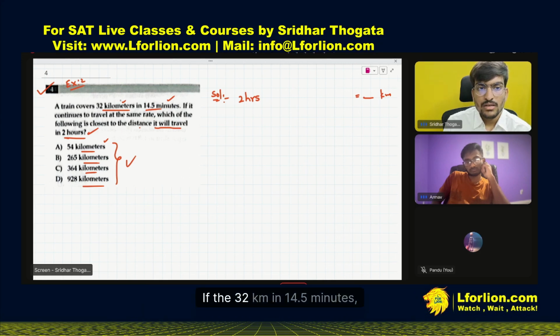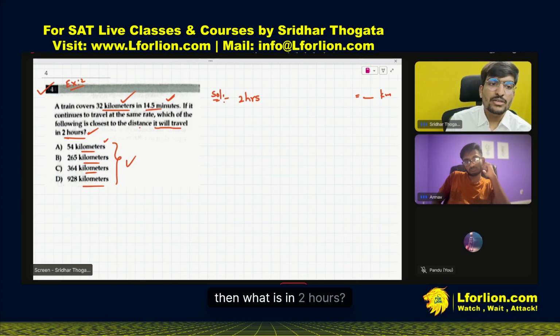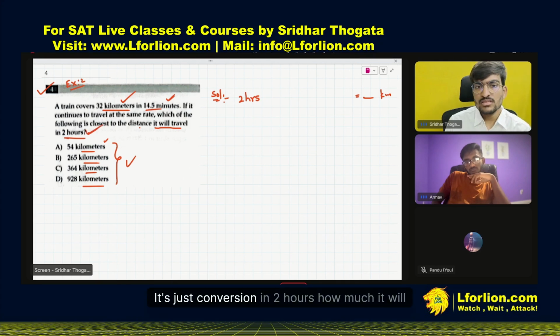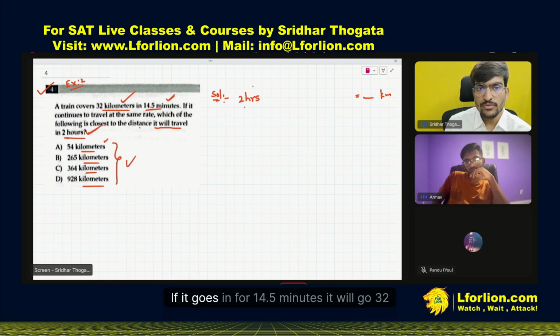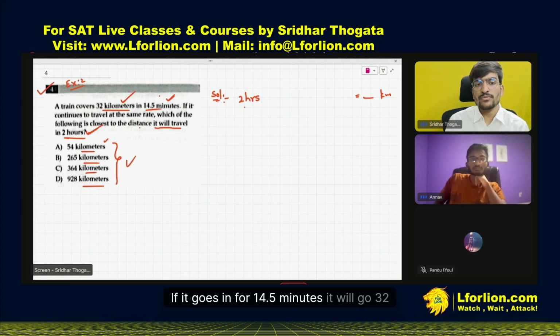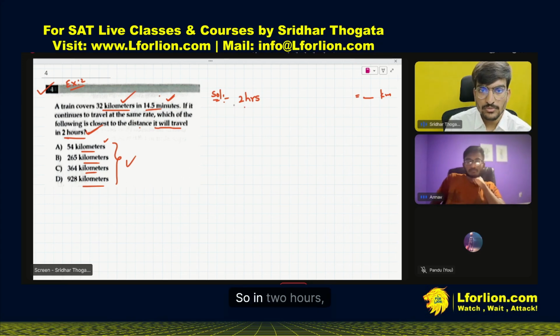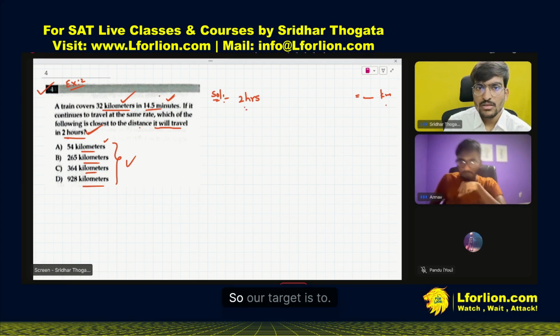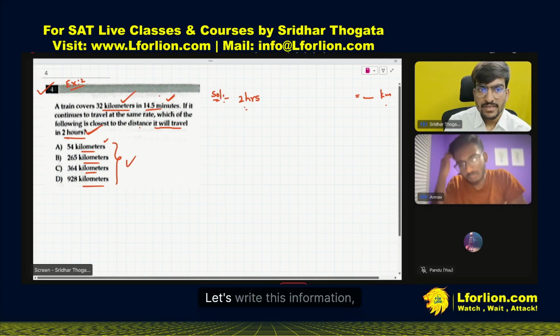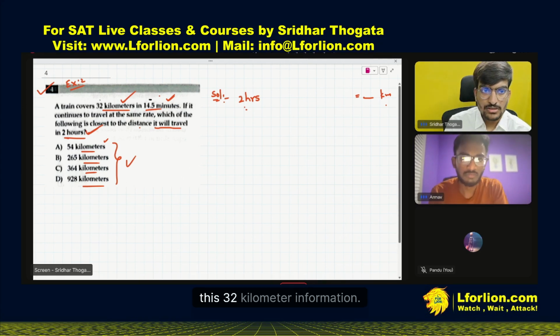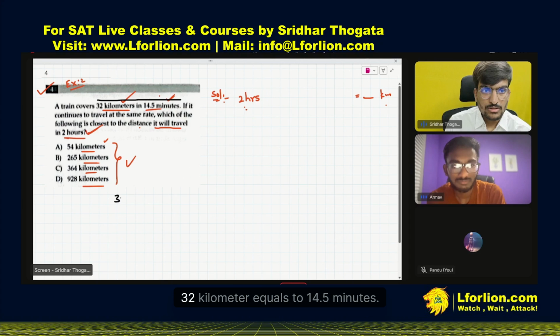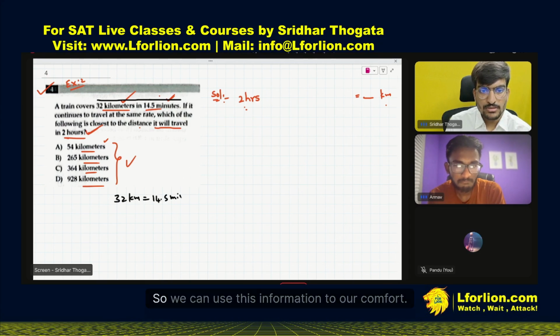If it is 32 kilometers in 14.5 minutes, then what is it in 2 hours? So it's just conversion. If it goes 32 kilometers in 14.5 minutes, then in 2 hours, how many kilometers? So our target is, let's write this information: 32 kilometers equals 14.5 minutes.